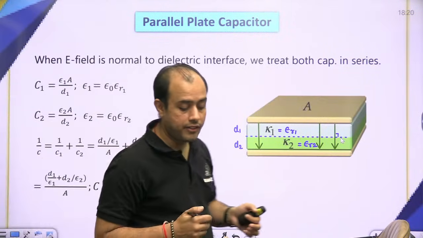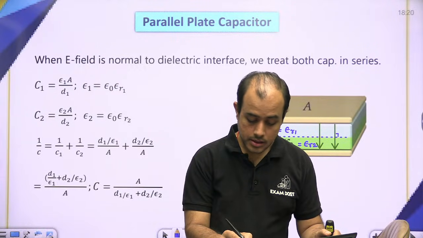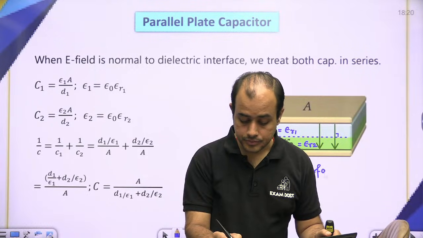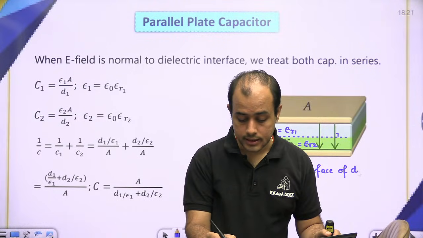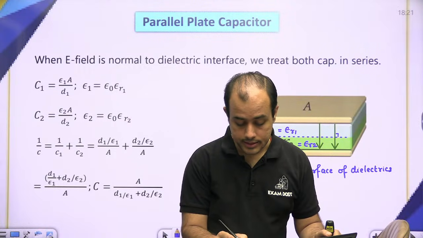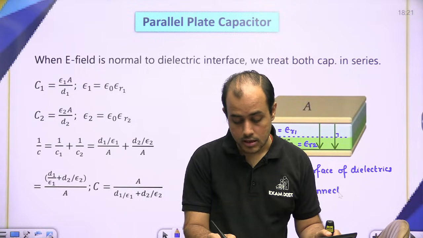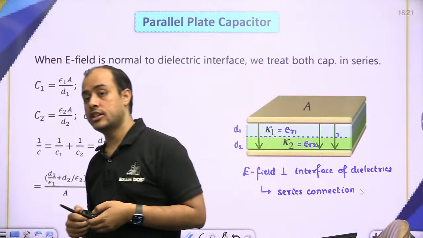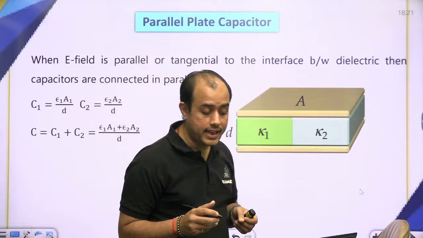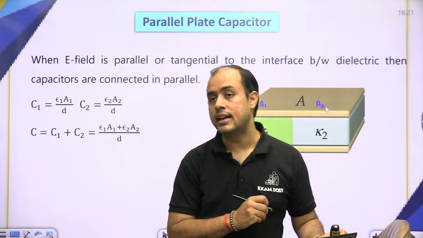So remember, whenever electric field is perpendicular to interface of dielectric, it is considered as सीरीज कनेक्शन. क्या मान के चलते हैं बेटा? तब हम सीरीज कनेक्शन मान के चलते हैं. क्लियर हुआ? नाउ इफ वी डिवाइड द एरिया, I give this an area A1, the other one an area A2.